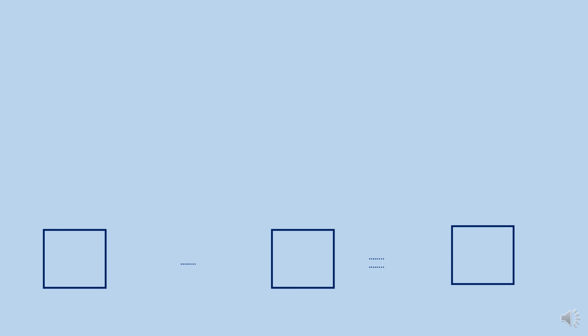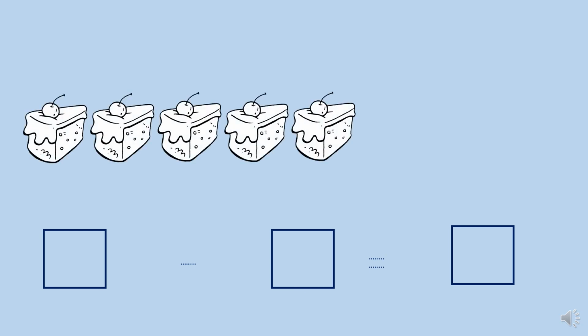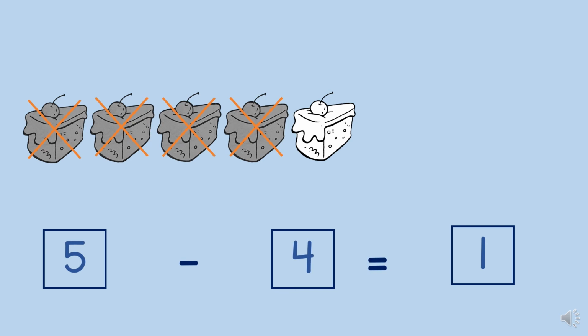Next we have slices of cake. How many slices of cake are there? Let's count. 1, 2, 3, 4, 5. 5. Let's take away some slices of cake. 1, 2, 3, 4. 4. Now how many slices are left? 1. Let's write 1. 5 minus 4 equals 1.